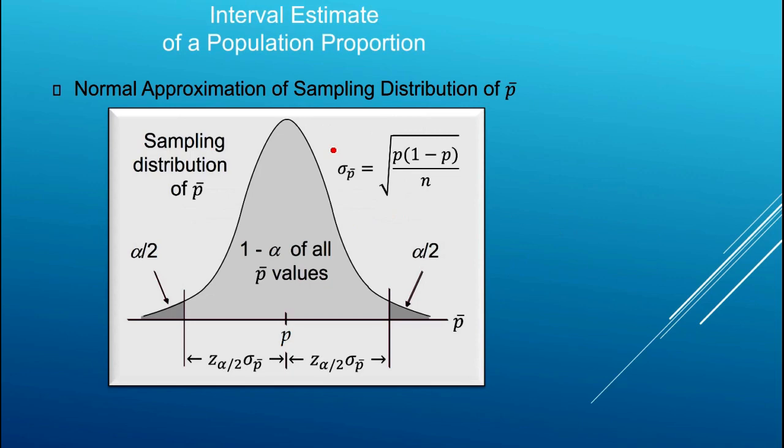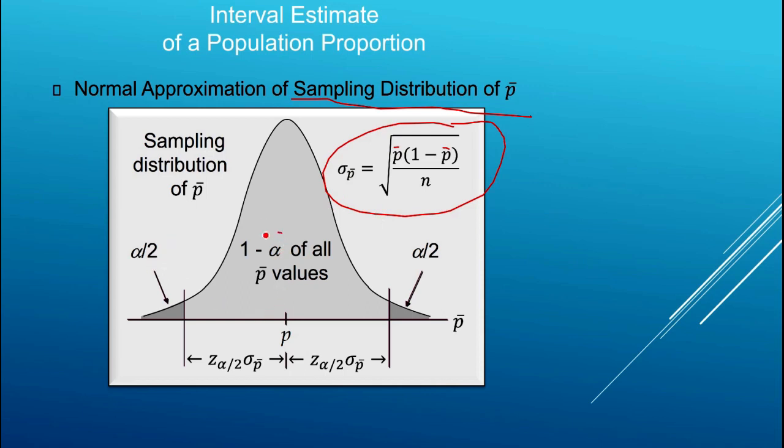So here's a picture of the normal approximation of a sampling distribution for p bar, and we have the standard error of the estimate here, right? p times 1 minus p over n. Okay, we have to estimate that, of course, in this particular case. So we need to plug in our p bars. So those will go in there in order to get the standard error of the estimate.